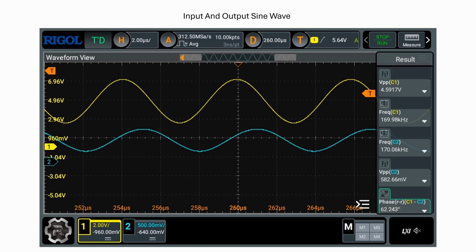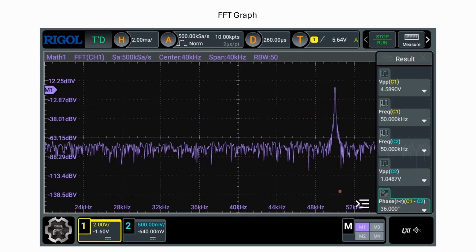This FFT graph represents the frequency spectrum of the signal obtained from the photodiode experiment. The x-axis shows the frequency in kilohertz, while the y-axis represents the signal magnitude in dBV. A distinct peak is observed around 50 kHz, indicating the primary frequency component of the detected signal. The surrounding noise floor appears relatively low, but there are minor fluctuations suggesting some background noise or harmonics.